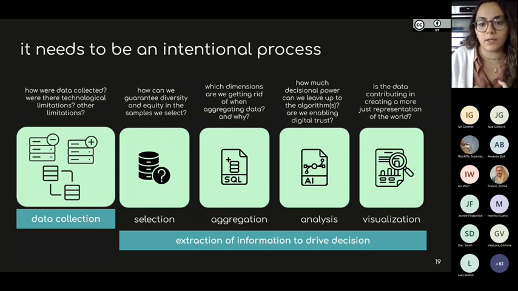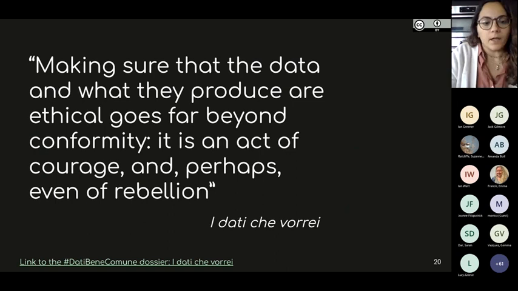As I said before, I'm a data scientist. I work with data in every stage of a regular data workflow, from the data collection to the selection, aggregation, analysis, and visualization. And at every step, this ethical by design concept should be in there, also when we open up the data. So what we have written in the I dati che vorrei, it's that sometimes people think about ethical design and ethical data just because of conformity, because you have to, but then again, this is actually not enough. And what needs to happen is really to take an act of courage and perhaps even of rebellion.